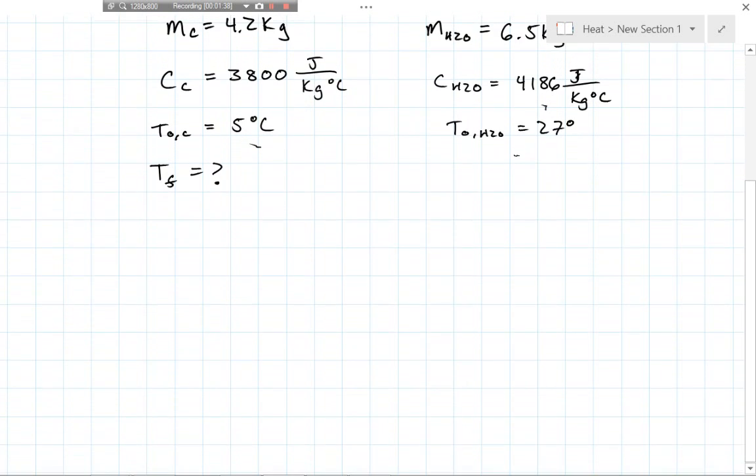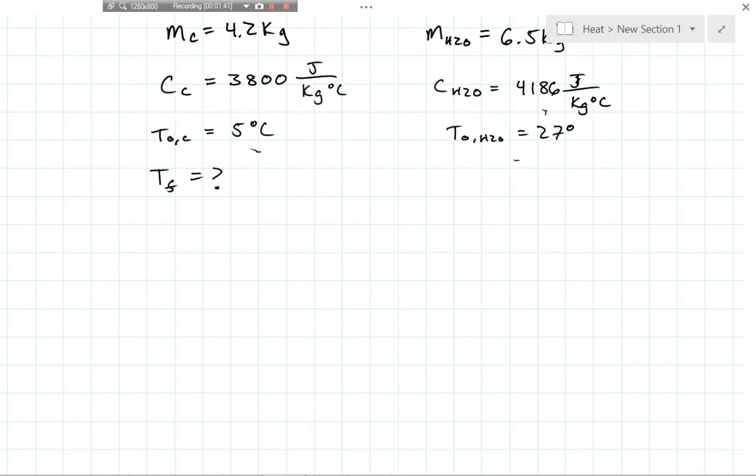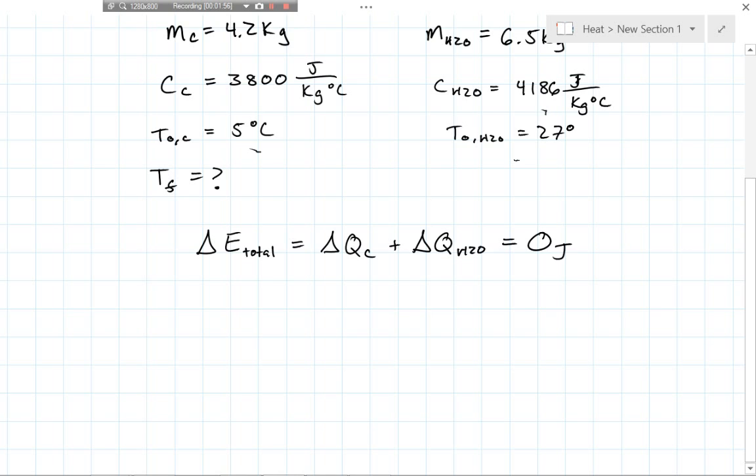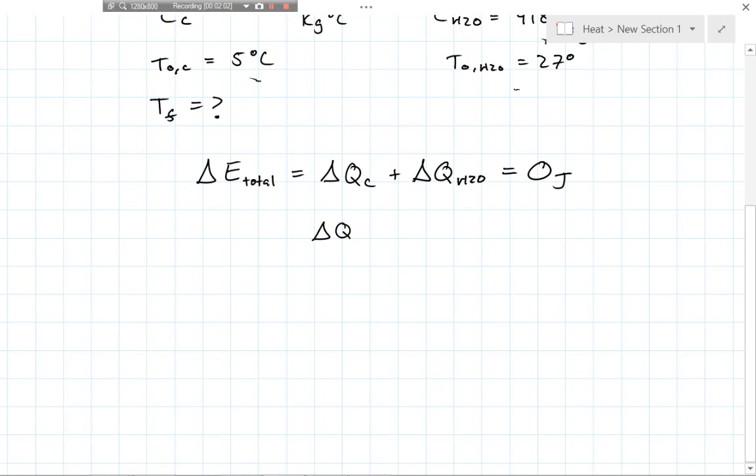The basic idea is that because heat is a form of energy, we can use conservation of energy. The total change in the energy of the system is equal to the change in the heat of the Coke plus the change in the heat of the water. And if energy is conserved, then the total change of the energy is zero. So this tells us that the change in the heat of the Coke is equal to minus the change in the heat of the water. What this minus sign means is that when the Coke gains heat, the water loses heat. So any heat that the Coke gains comes from the water.